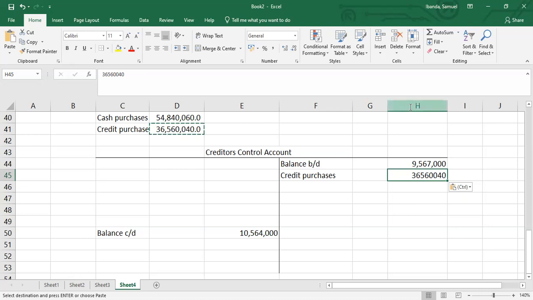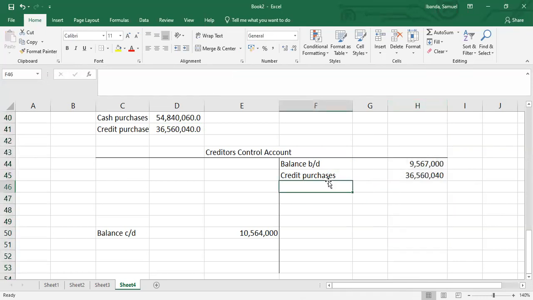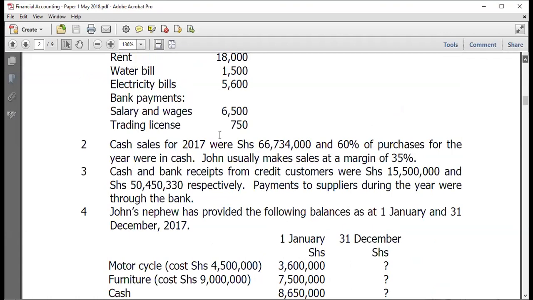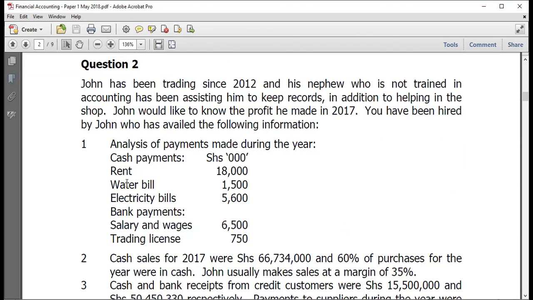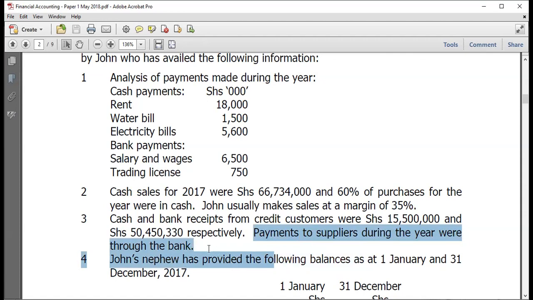Accordingly, 36. Once I have included that there, mine is to go and look in the question and see what else I should pick. So I'll come here, analysis of payments made, cash payments right there. All this does not affect my creditors control account. Cash sales for 2017, I've already used it. Cash and bank receipts from credit customers, I've already used it, and it does not relate to accounts payable.